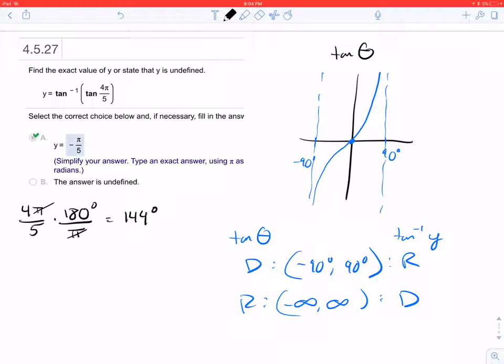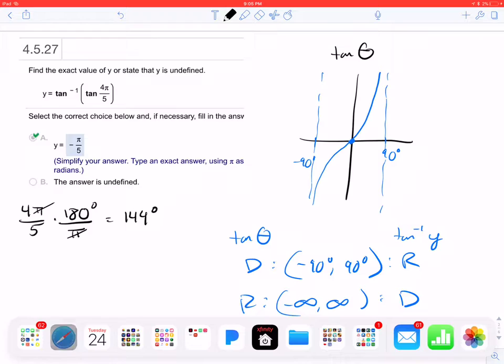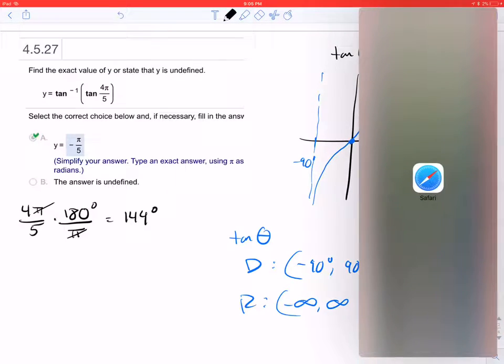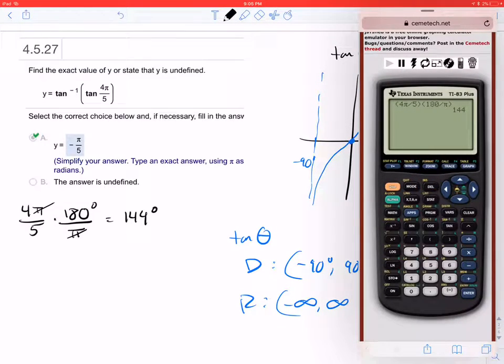For tan, our theta has to be between negative 90 and 90, but we're at 144 degrees. So we have to be in either quadrant 1 or quadrant 4. Now we need to find the reference angle. 144 is how many degrees away from the x-axis? We see 144 is in quadrant 2, so we say 180 minus 144 to see how far away from the x-axis we are. The reference angle says we need to be 36 degrees away from the x-axis.